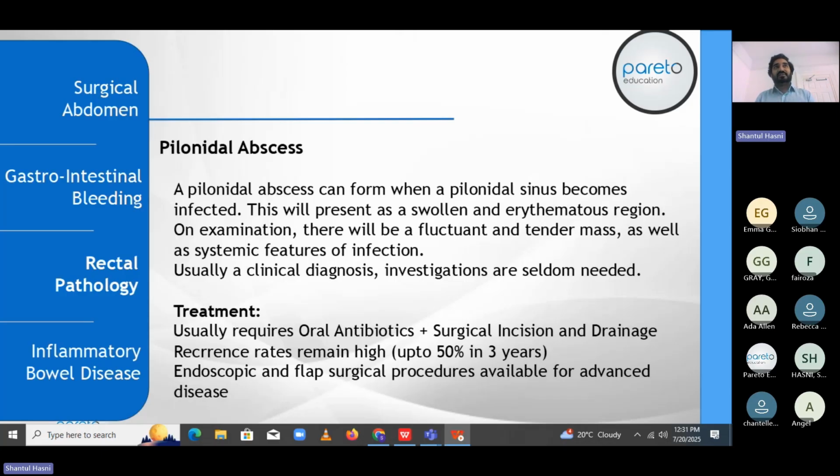There are some recent advancements with laser procedures. Some people do endoscopic procedures, flap procedures. As long as the sinus is still there, as long as the risk factors of being young, coarse hair, those occupational hazards are there, the recurrence rate is still high.